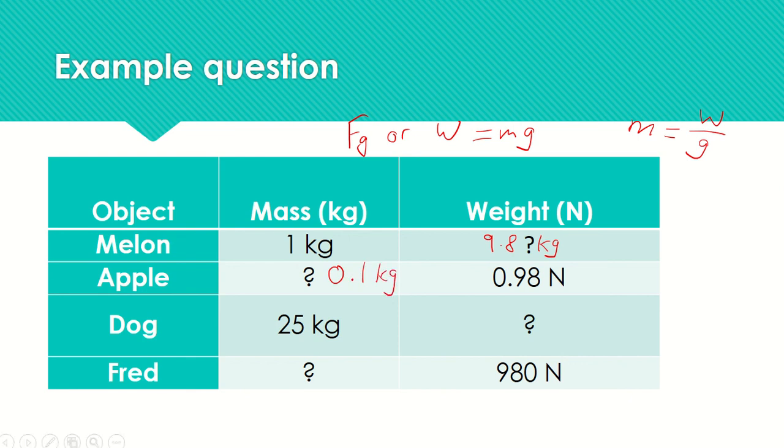The dog, it would be 25 kilos. The weight would be mass times gravity, and 25 times 9.8 is 245 newtons. And then lastly, 980 newtons. So mass is weight over gravity. So the mass is 980 newtons divided by 9.8, so it's 100 kilos.